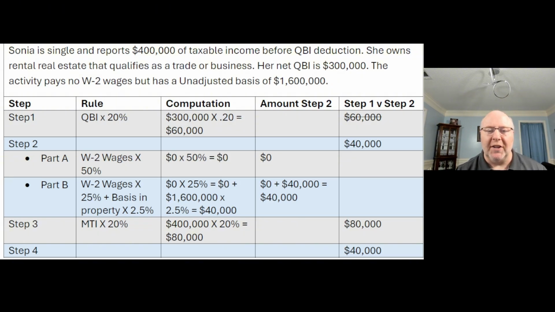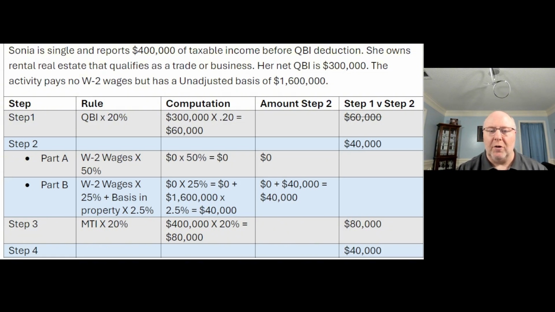It says, Sonia is single and reports $400,000 of taxable income before QBI deduction. She owns rental real estate that qualifies as a trade or business. Her net QBI is $300,000. The activity pays no W-2 wages, but has an unadjusted basis in property of $1,600,000.